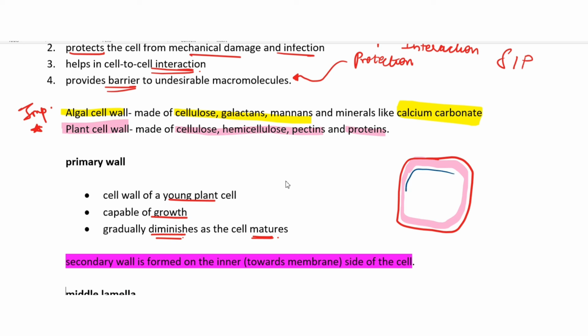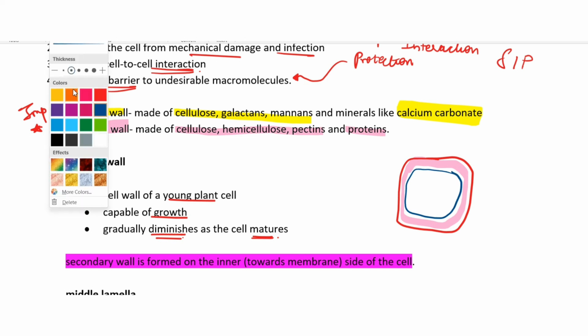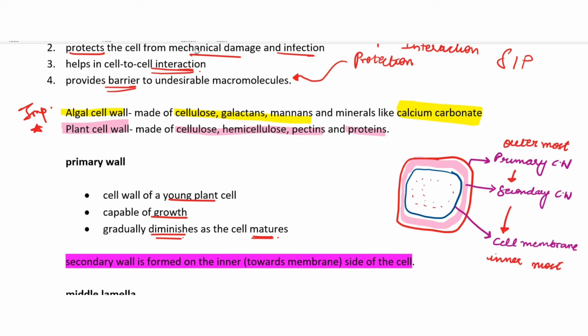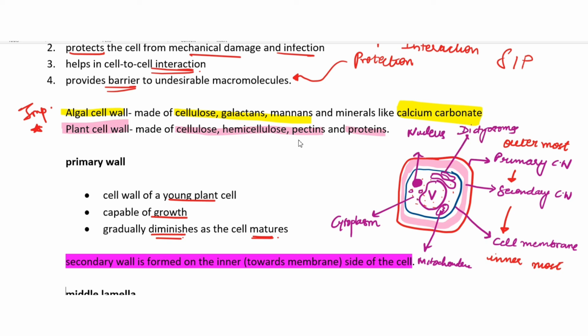And this structure you see is the plasma membrane or cell membrane. So the order from outside to inside is important. And here is the cytoplasm, vacuole, and other organelles like mitochondria, nucleus, dictyosomes, ribosomes, lysosomes, and so on.